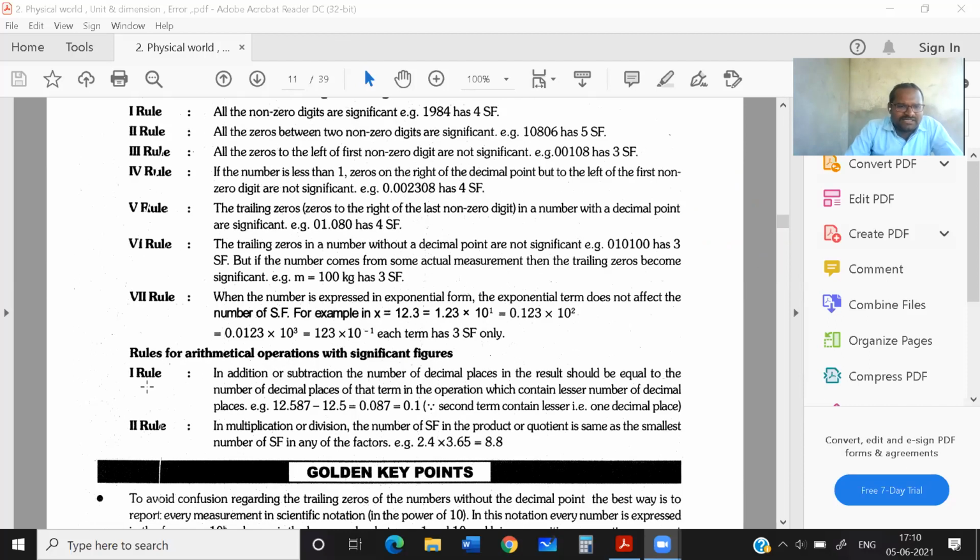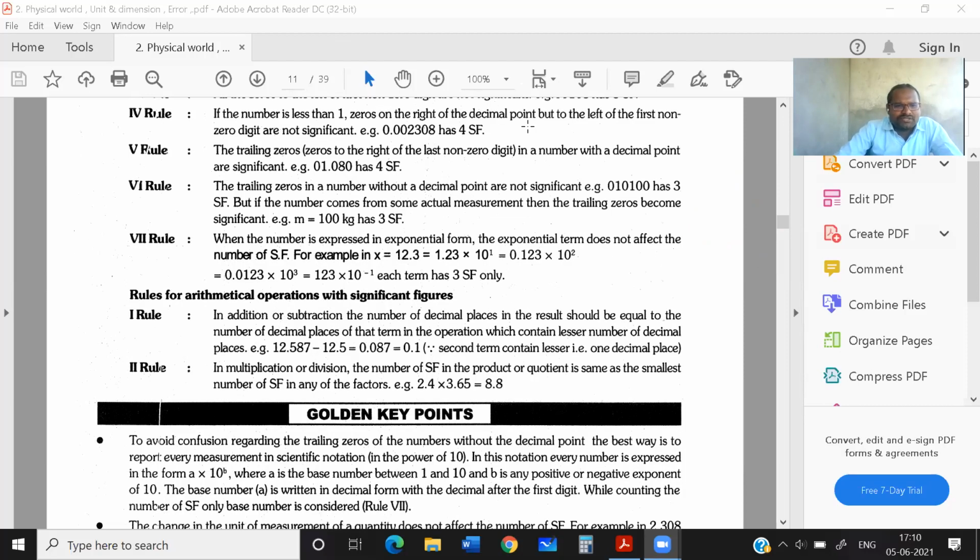And after that, one more important point is there, that is while doing arithmetic operations. This point is important for JEE students and NEET students also. See, when you are doing addition or subtraction, you will get one result. That result, how many significant figures you have to represent? That is a question.